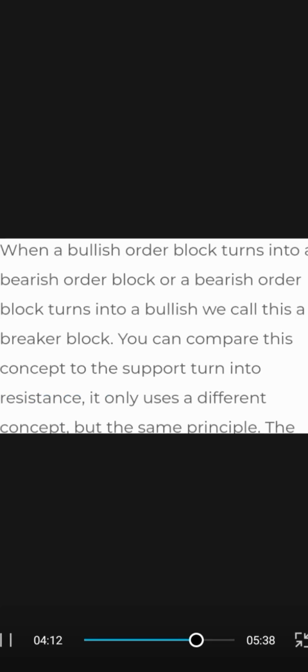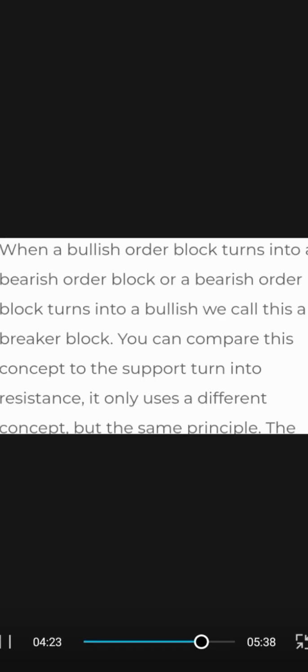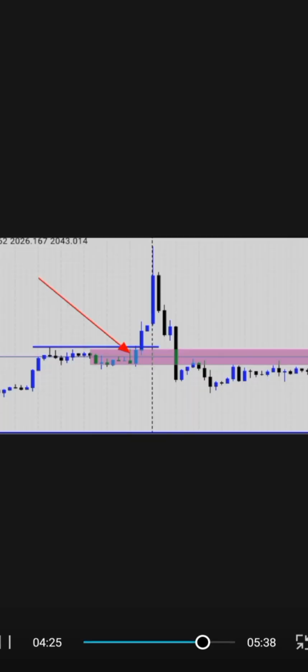Alright, we have two other special types of order blocks that you must know, and that's a breaker block and a mitigation block. So what are breaker blocks? When a bullish order block turns into a bearish order block, or a bearish order block turns into a bullish one, we call this a breaker block. You can compare this concept to support turning into resistance. It only uses a different concept but the same principle. So here is an example of a breaker block on a real candlestick chart. When price violates the previous order block that had broken structure, it becomes a breaker block. In other words, what was a significant support becomes resistance.